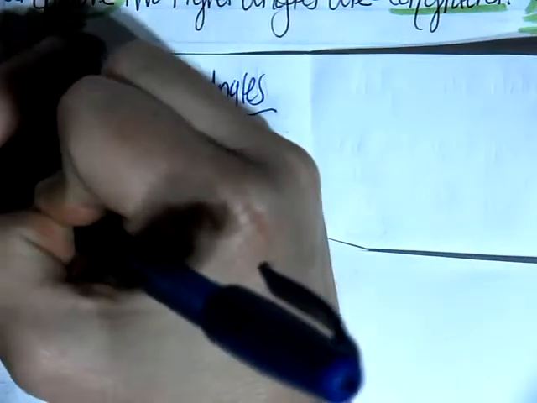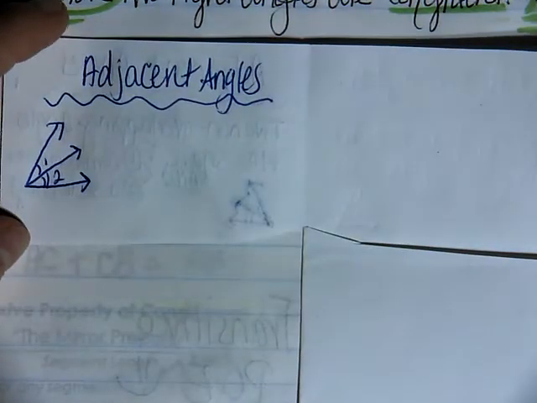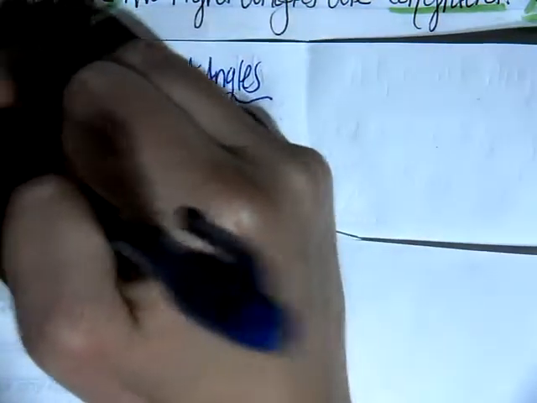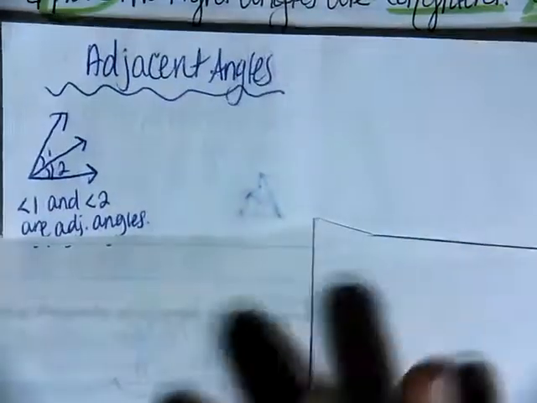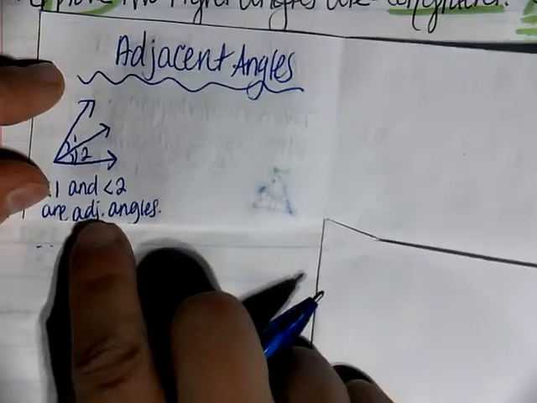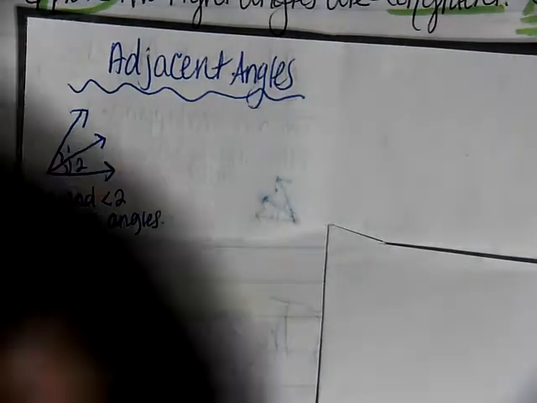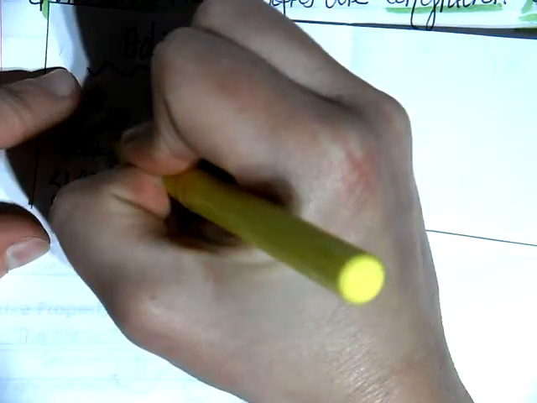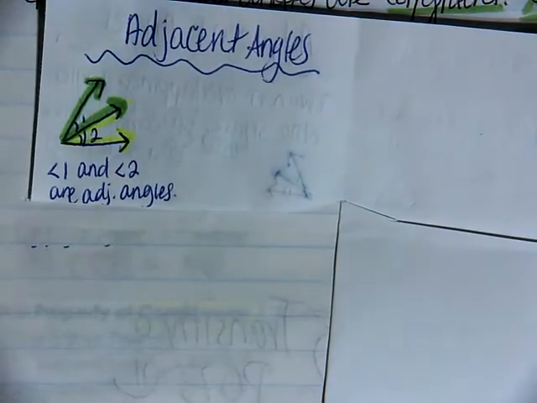Inside of the first tab, we're going to talk about examples of adjacent angles. Adjacent angles would be very similar to the picture that I just drew, if you wouldn't mind redrawing that. We're going to label this angle, angle one. We'll label this angle over here, angle two. We're going to say that angle one and angle two are adjacent angles. Our shorthand for adjacent is ADJ. So there's one angle, and here is the other angle, and they share a common side. They are considered adjacent angles.